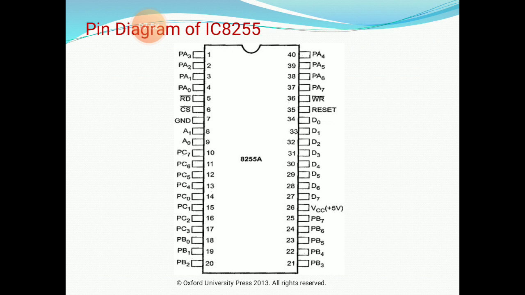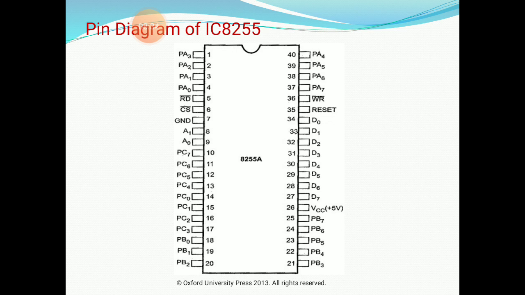Port A consists of 8 lines, PA0 to PA7. Port B consists of 8 lines, PB0 to PB7. Port C consists of 8 pins or 8 lines, PC0 to PC7. And 8 pins are reserved for 8 data lines, D0 to D7. And the remaining lines belong to control signals: read bar, write bar, 2 address lines A1 and A0, the reset pin, CS bar pin, and 2 power supply pins VCC and ground.